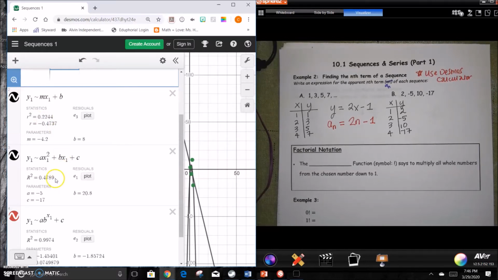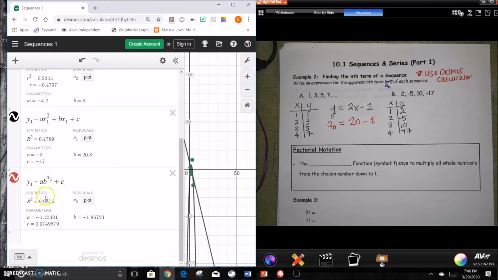If I'm looking at quadratic, it says 0.5, which is better, the halfway mark, but it's still not close to 1. Your R values are between 0 and 1. The closer it gets to 1, the better the data fits that particular equation. But when I look down here at the exponential, my R squared value is 0.9. So therefore, this equation better fits the data that's being shown. Is it perfect? Absolutely not. It is not perfect by a long shot.